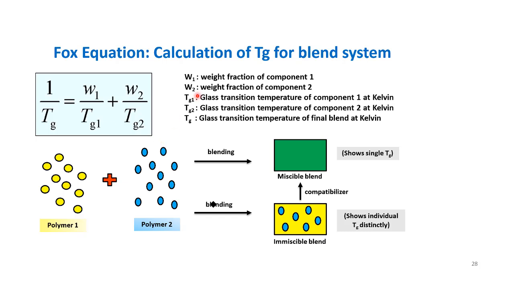So we know that for component 1 we have Tg1 at a certain value, and for component 2 we have Tg2 at a certain value. These two are known, and if we are blending these two, depending upon the miscibility, if they are very much miscible, then we'll get a single Tg. If they are not, then we'll get distinct Tgs, but the values can be different from these two because there is some kind of miscibility in both. Then the temperature will shift.